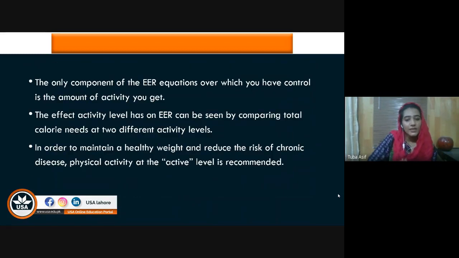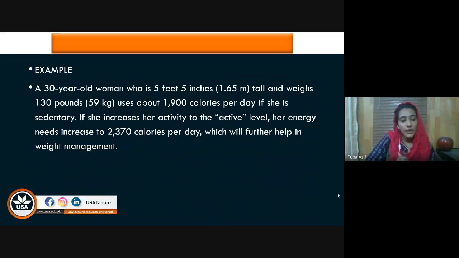The only component of the EER equations over which you have control is the amount of activity you get. All the other factors are usually constant. The effect activity level has on EER can be seen by comparing total calorie needs at two different activity levels. For example, a woman who is 30 years old, 5 feet 5 inches tall, and weighs around 59 kilograms uses about 1900 calories per day if she is sedentary. If she increases her activity to the active level, her calorie requirement would increase to 2370 calories per day, which will further help in weight management.